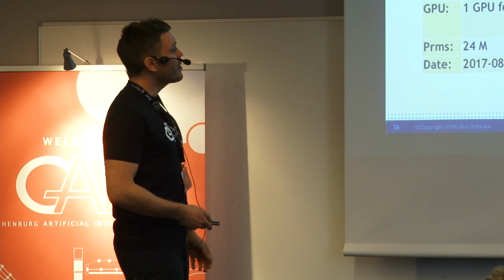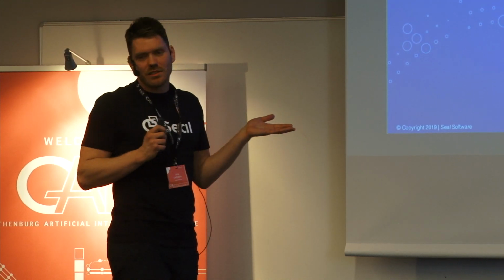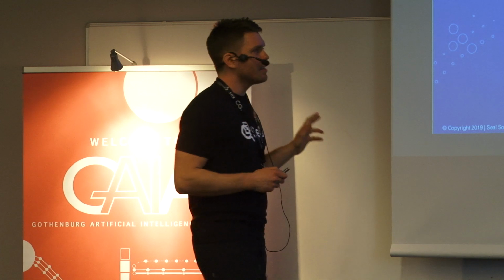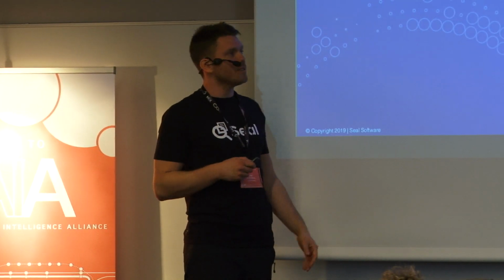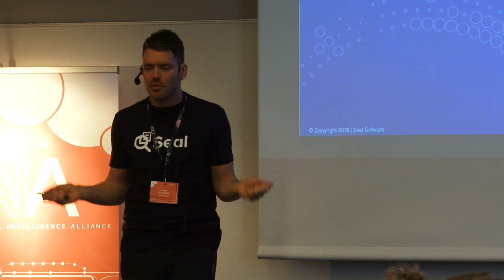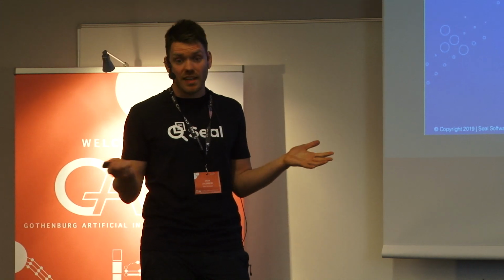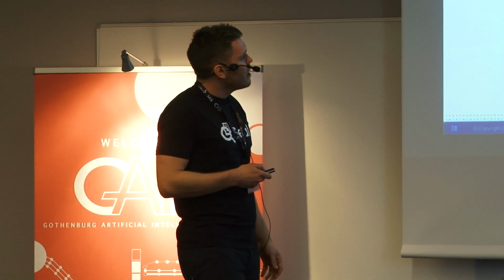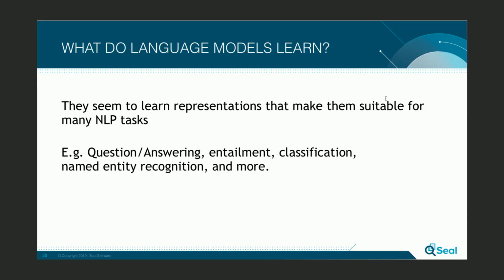So let's play. An interesting question for me is, what do these language models actually learn? And of course, it's very hard to know what goes on in the minds of deep learning models. The easiest way to do this is to just try to probe it in some sense. You try to use your language model for some tasks and see how it performs on this task. That's a good measurement, I guess. They seem to learn representations that make them suitable for many NLP tasks, and we'll be looking at just a small section of these.